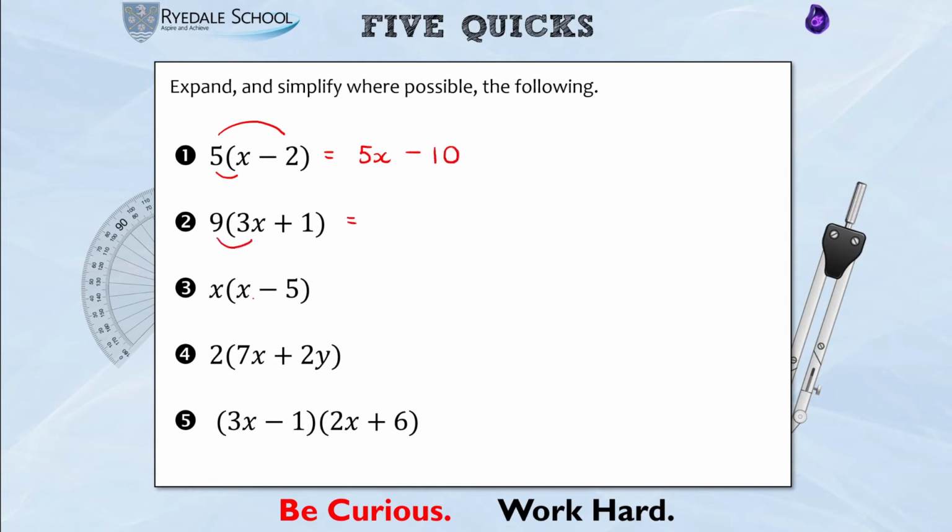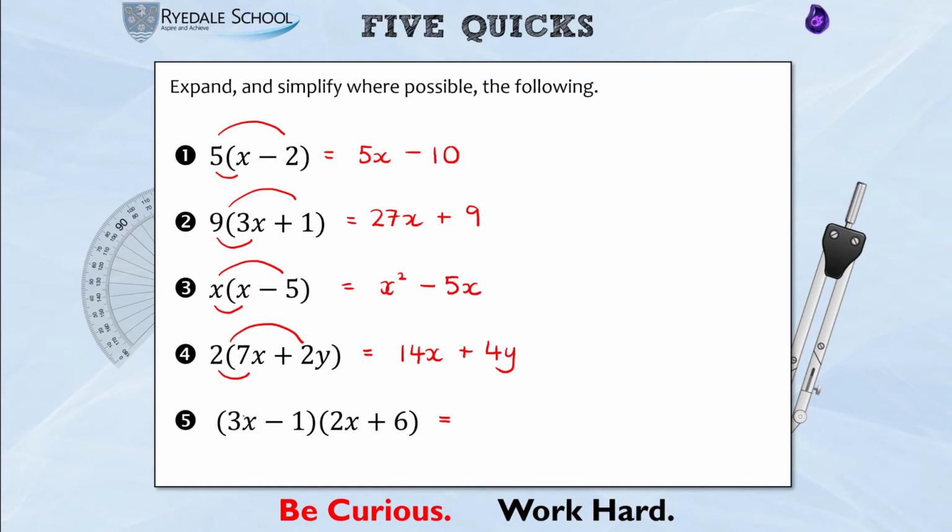Question 2, we're multiplying by 9. So 9 times 3x is 27x, and 9 times +1 is +9. The third bracket, we are multiplying by an x, and x times x is x squared, and x times -5 is -5x. For number 4, we are multiplying by 2, so we have 14x and 4y.